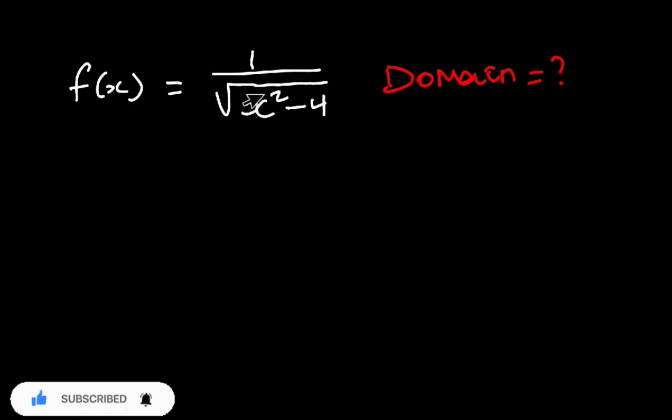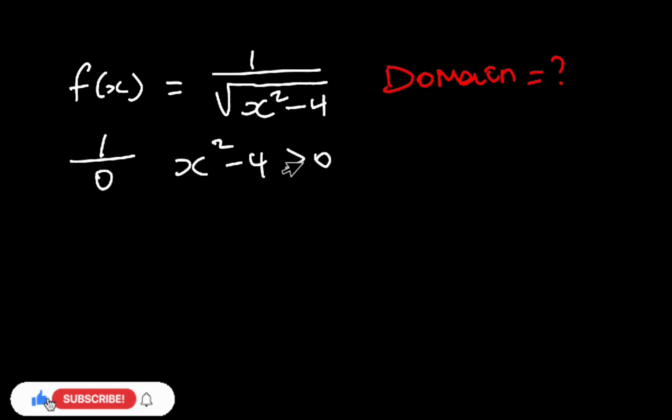Now, in this given question, we are given a fraction, and we know that for every fraction we don't want to have 0 at the denominator because it will make that function undefined. So in this question, we're going to set the inside of this square root to be greater than 0. So we're going to have x squared minus 4 greater than 0. This way we won't have 0 inside this square root, and also we won't have a negative number inside the square root, because you know the square root of a negative number is undefined when dealing with real numbers.